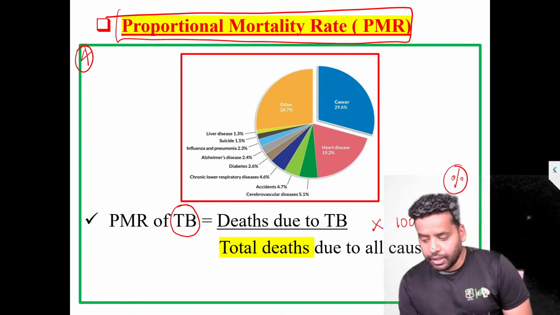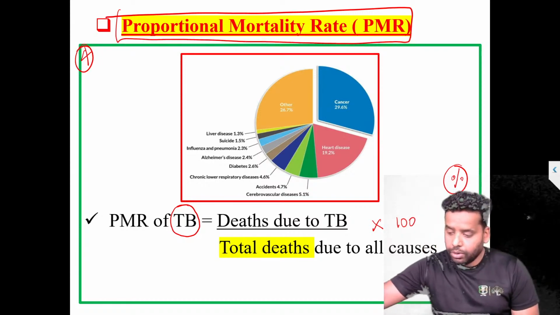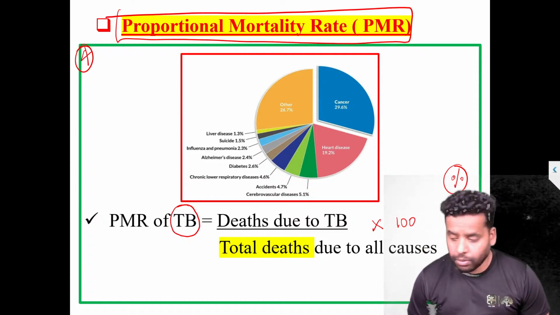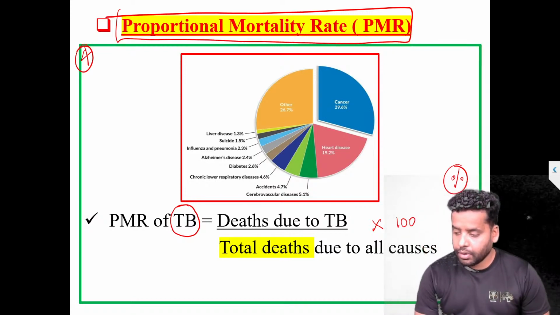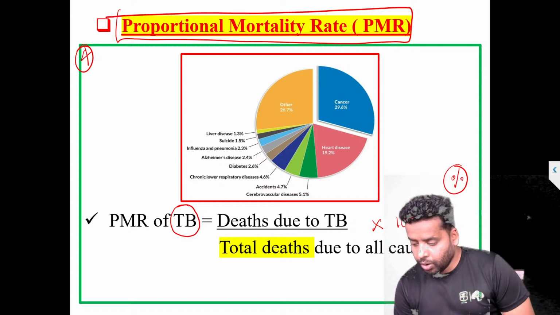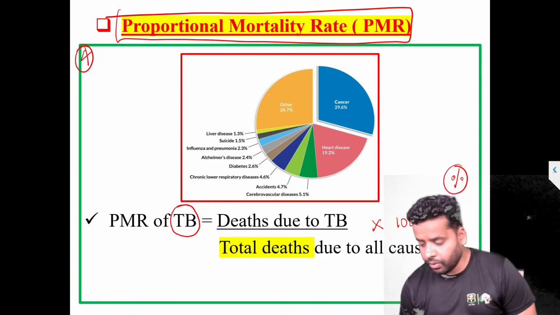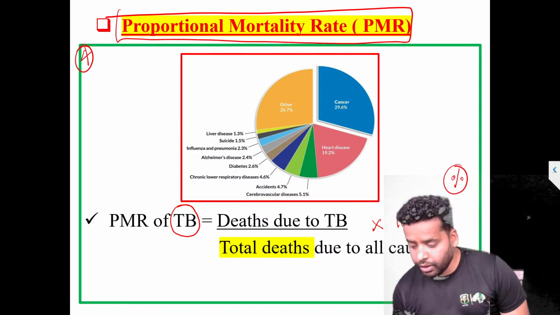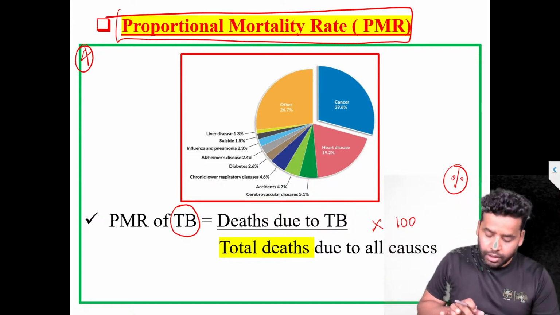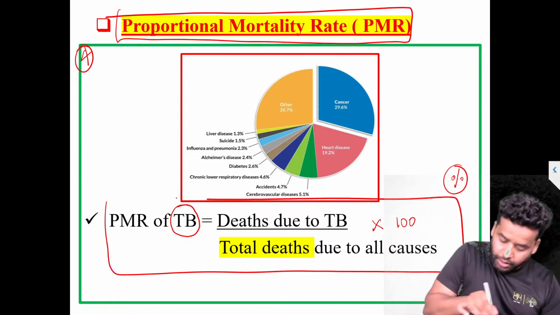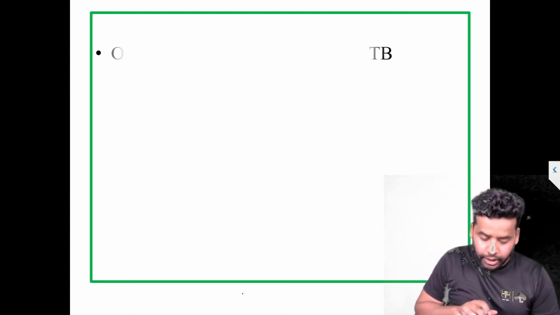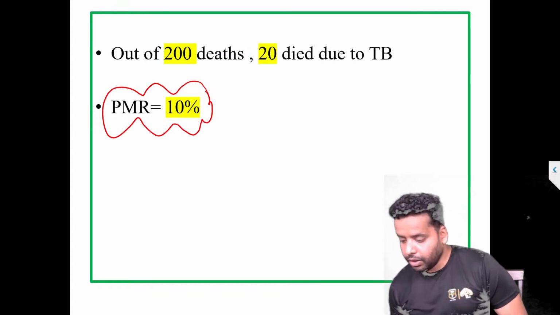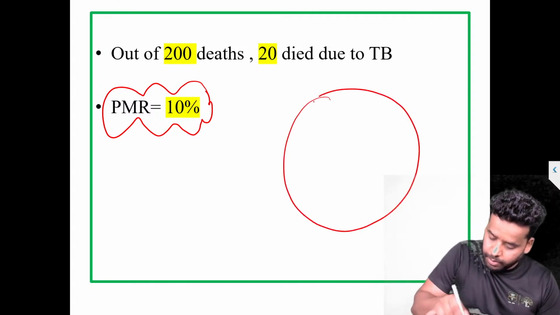Now if I ask a question like this: out of 200 deaths, 20 died due to TB. Listen to the words properly. Out of 200 deaths, 20 died due to TB. So what is the contribution of tuberculosis? 10%. What image can you use to represent this? Image I am asking. Out of 200 deaths, 20 died due to tuberculosis. Proportional mortality rate is 10%. Yes, what image can you use? Pie chart. Make one pie chart.